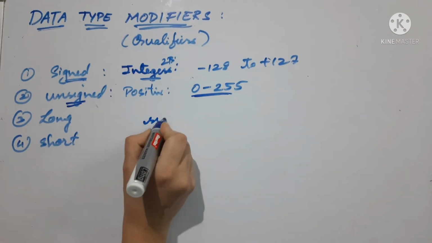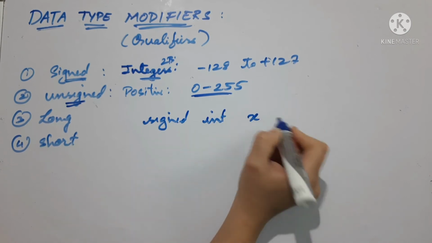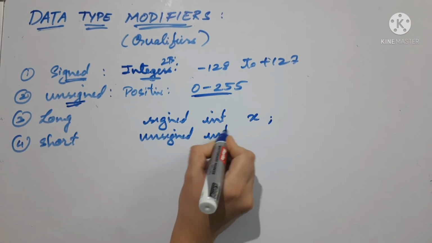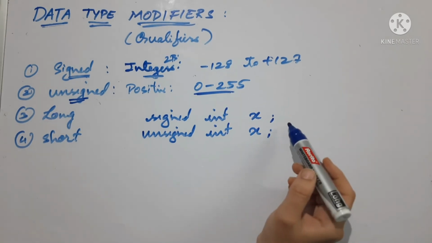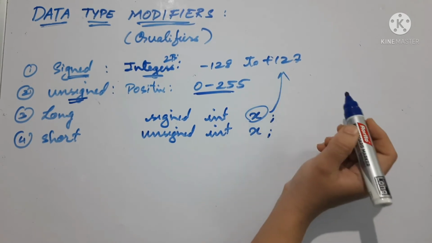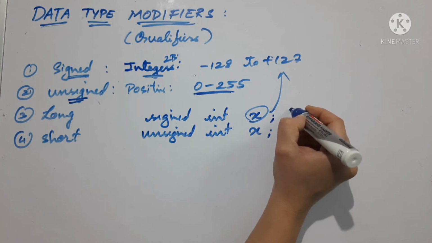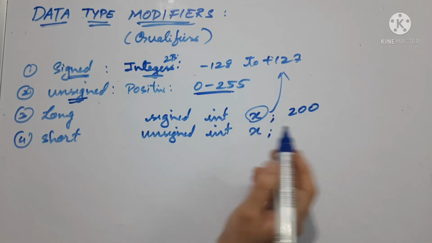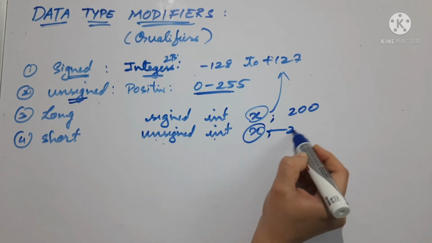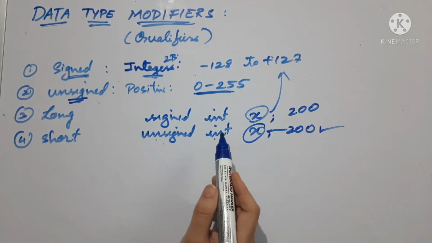If I say signed int x value, and if I say unsigned int x value, now see the difference. If I say signed integer x, then the value of x can be in this range, minus 128 to 127. I cannot assign the value of 200 to this. But suppose I say x is unsigned int, then my value of 200 is acceptable. So this is why we are making use of qualifiers.